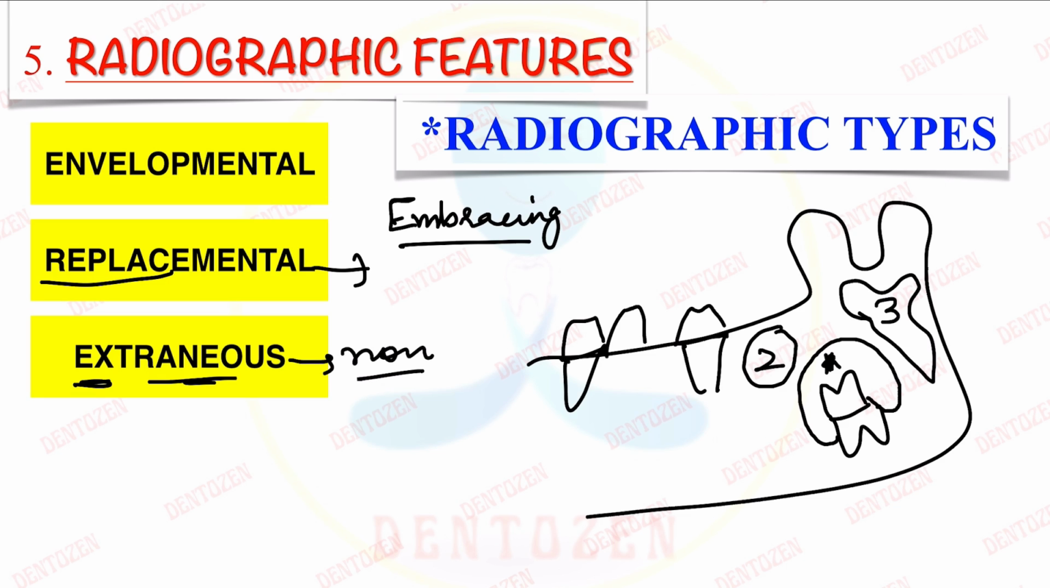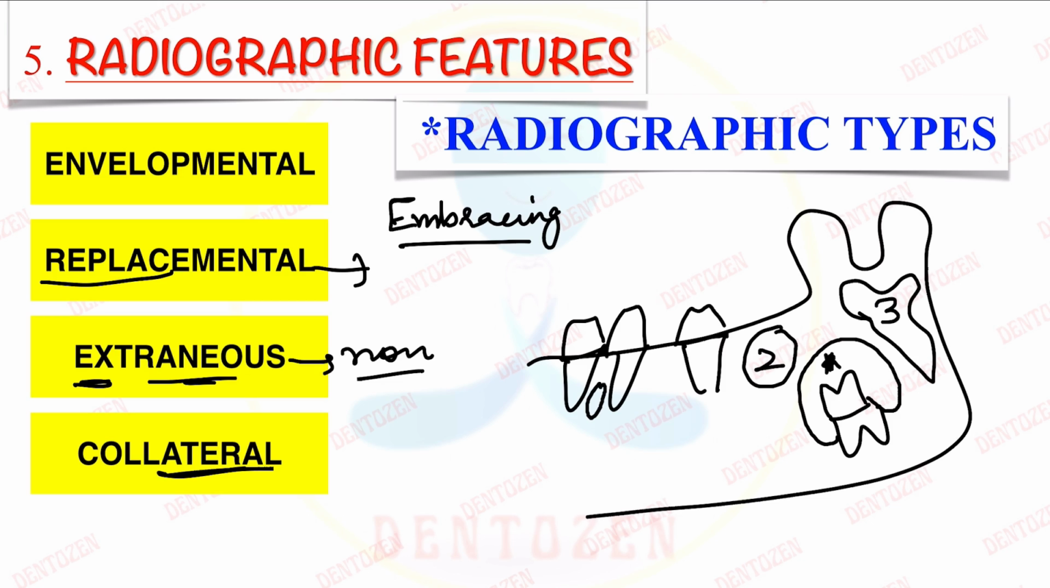And then we have the collateral type. Collateral means lateral to the roots of the teeth. So when it is seen in between the roots of the teeth, especially in the mandibular premolar region, then it is called collateral type. Now here you can confuse it with lateral periodontal cyst. That can be the radiographic differential diagnosis.